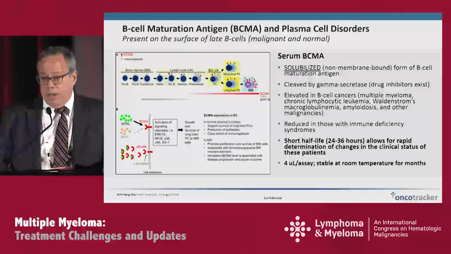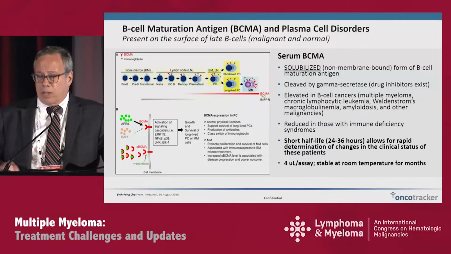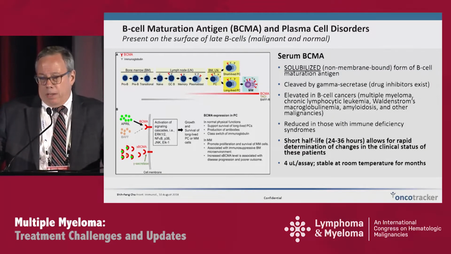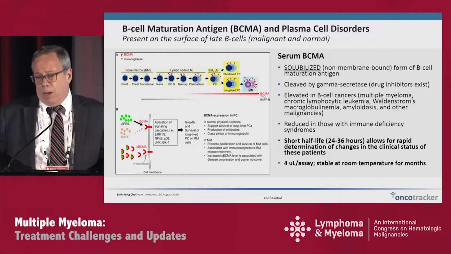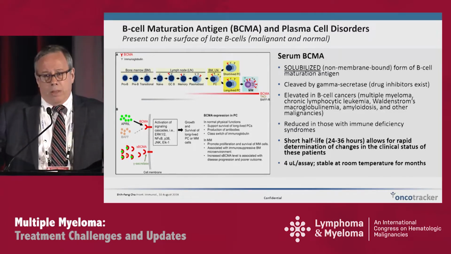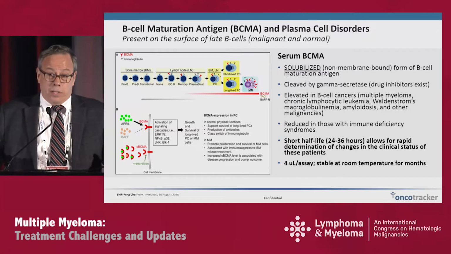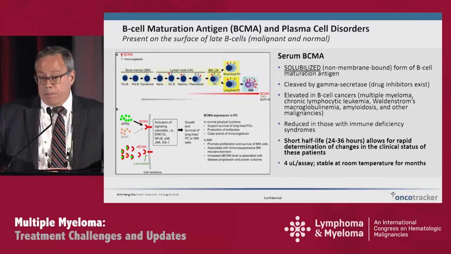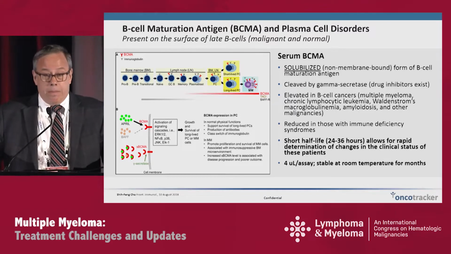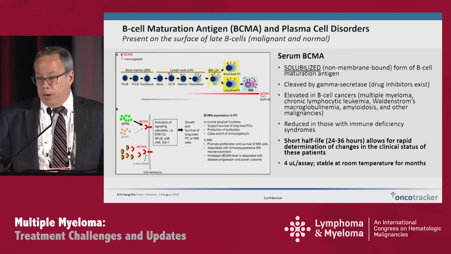So we know that the B-cell maturation antigen, a late B-cell marker, we have shown is solubilized and present in the blood of patients. Normally it's present because we all have plasma cells. It's a late B-cell marker. It's cleaved by gamma secretase, and indeed there are a number of inhibitors that are now being tried in the clinic to keep the BCMA on the tumor cell, making it a better target for BCMA-directed therapy.